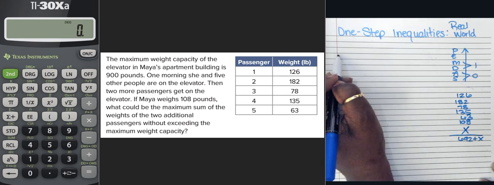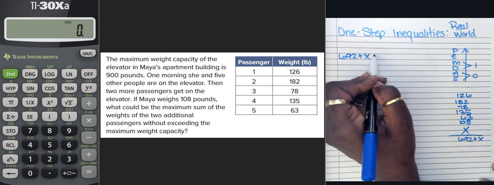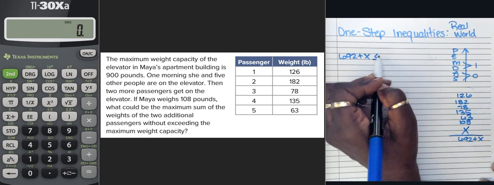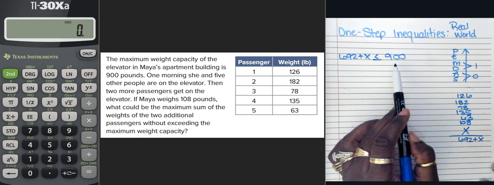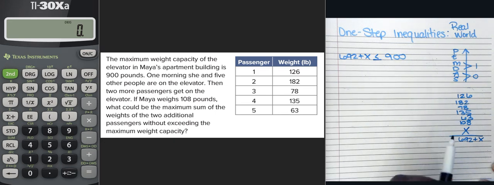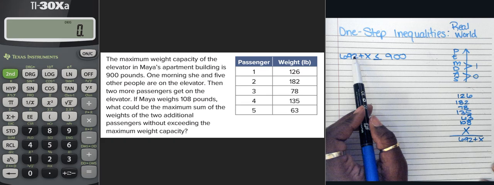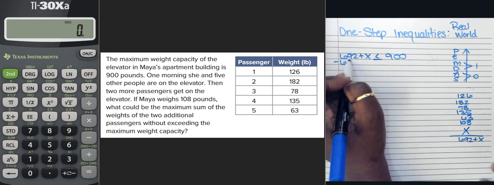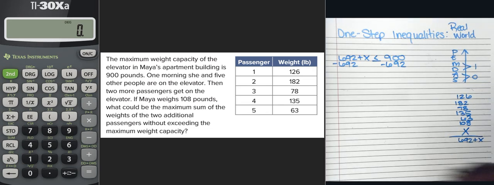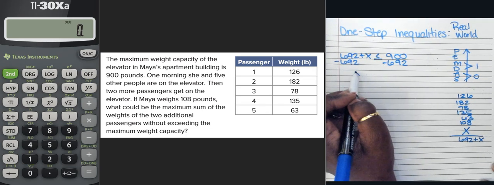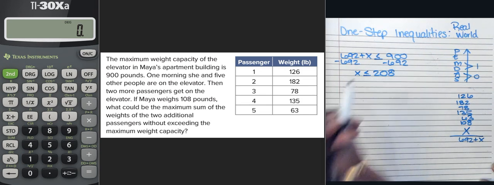So what we need is 692 plus X has to be less than or equal to 900 in order for us not to exceed the 900 pound capacity. So I noticed that X is not isolated because we are adding that 692. And so what we need to do is use the inverse operation, which is going to be subtraction. And we're going to subtract 692 from both sides. By doing that, we know that X is going to be less than or equal to 208 pounds.